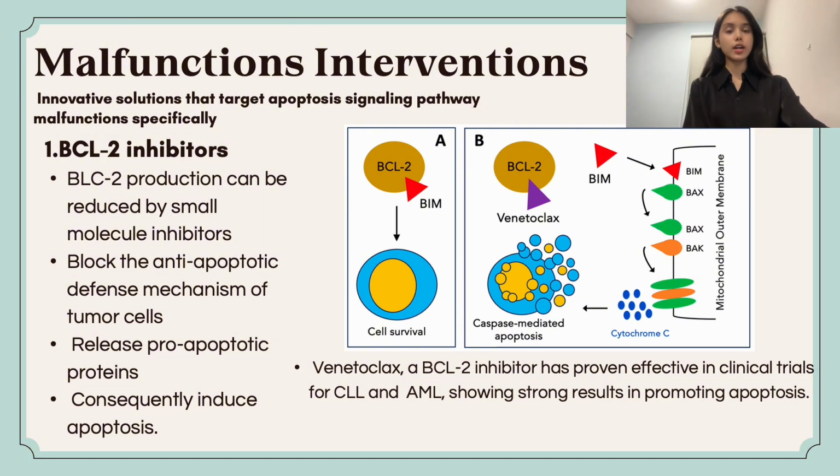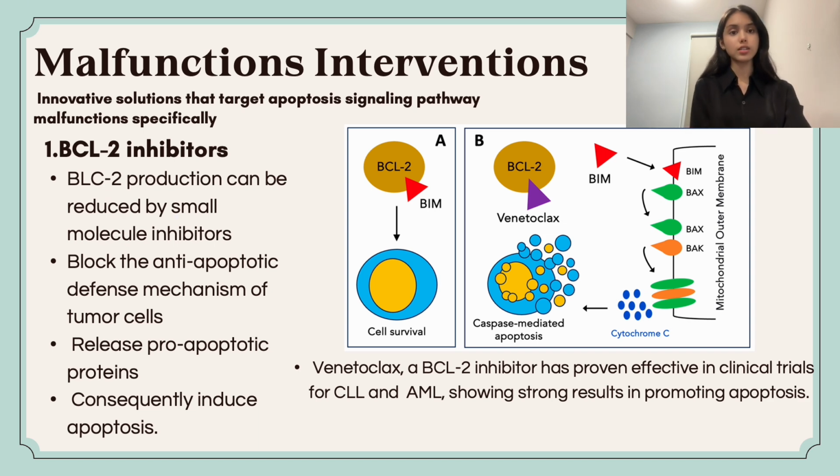BCL2 inhibitors are targeted therapies designed to block the anti-apoptotic BCL2 protein, allowing cancer cells to undergo apoptosis. In the diagram, image A shows BCL2 binding to BIM to promote cell survival. Image B shows venetoclax, a BCL2 inhibitor, disrupting this process and triggering apoptosis by activating pro-apoptotic proteins like BAX and BAK.